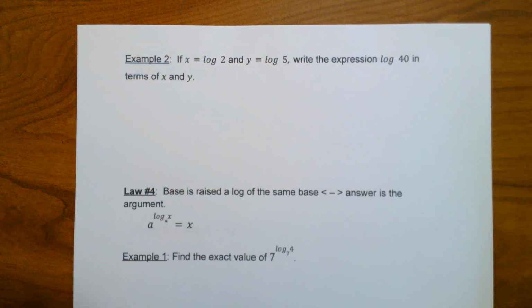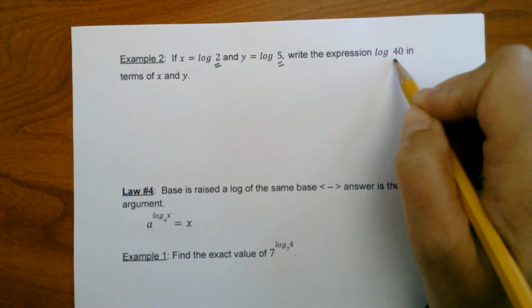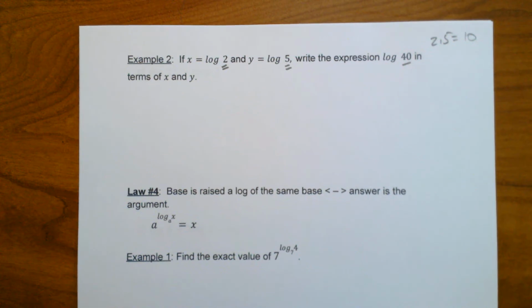If x equals log base 10 of 2 and y equals log base 10 of 5, remember those base 10s like to hide, write an expression for log base 10 of 40 in terms of x and y. So here's the thing. What do we have to do with 2 and 5 to get to 40? Well, if we multiply 2 times 5, that's 10.